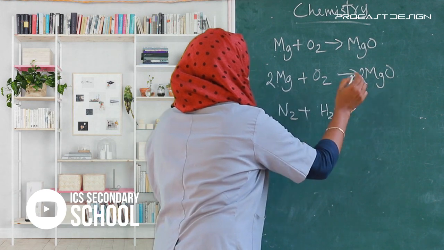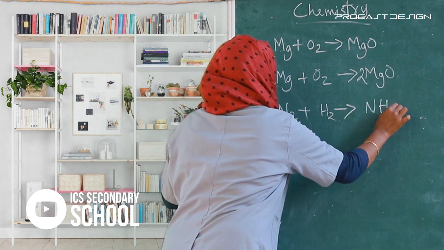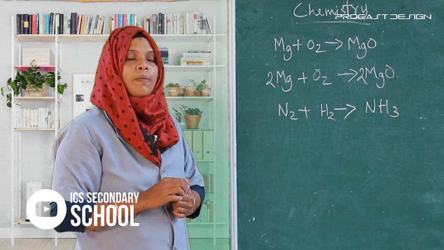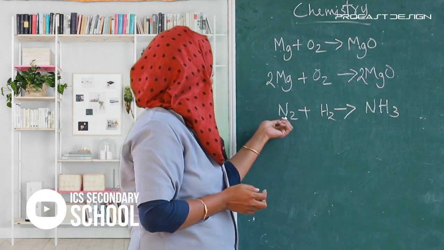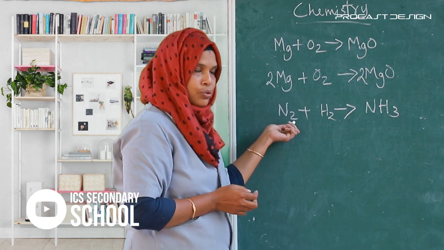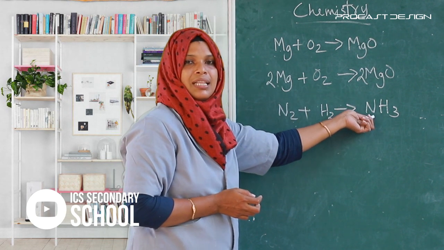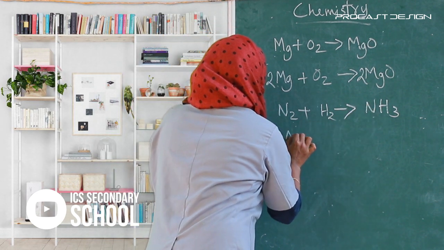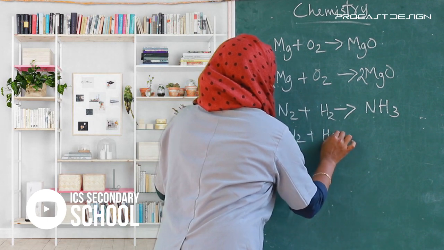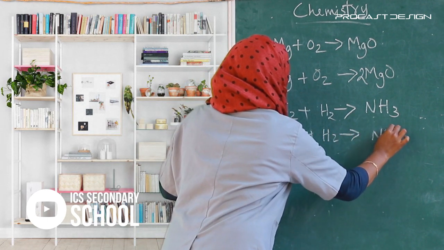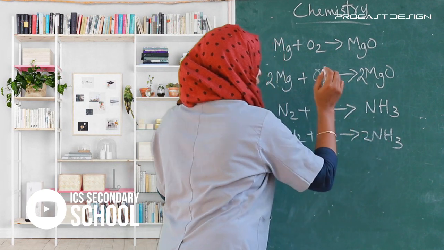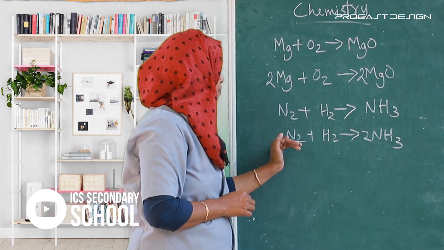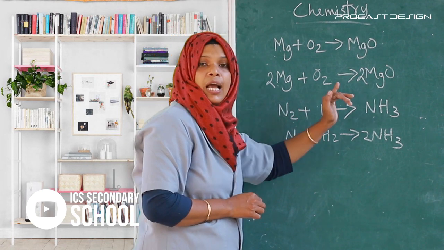Hydrogen to form ammonia. Nitrogen reacts with hydrogen to form ammonia. Here the number of nitrogen atoms is 1 on one side and 2 on the other, so put the value 2 here. Then the number of nitrogen atoms is equal on the reactant side and product side.